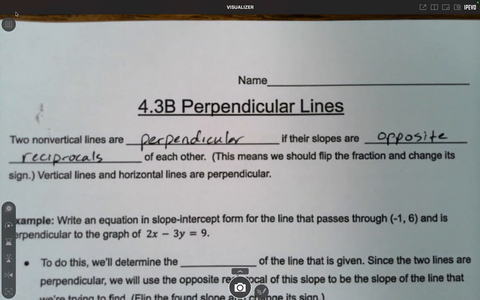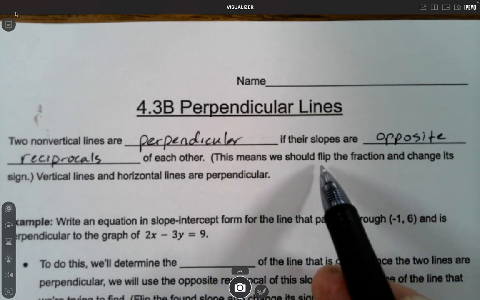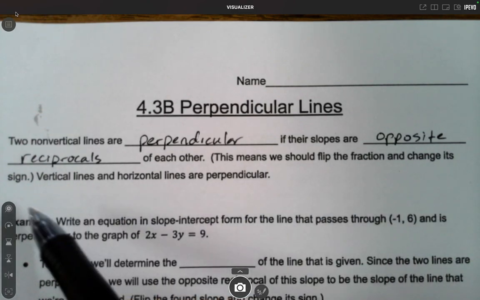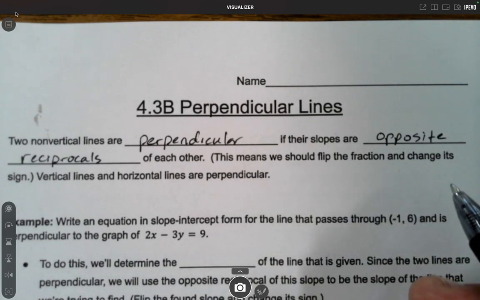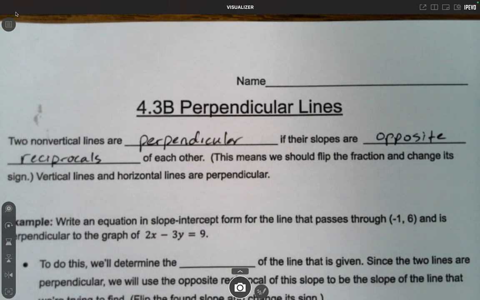of each other. So that means if you have a slope and you want to find out what the perpendicular slope is, you should flip the fraction, switch what's on top and bottom, and change its sign. So if it was negative, make the new one positive. If it was positive, make the new one negative. And vertical lines and horizontal lines are perpendicular.